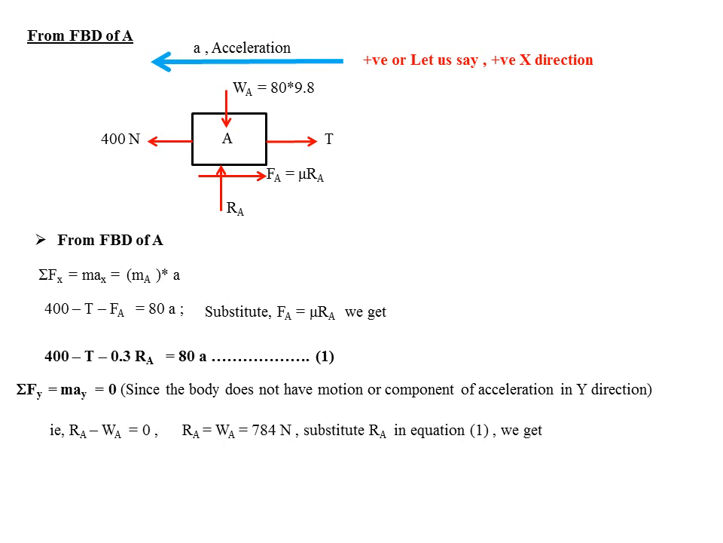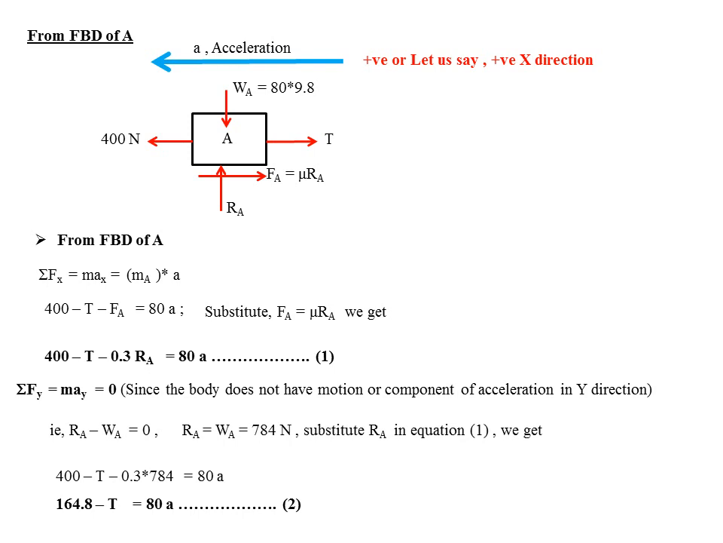Now if you substitute this Ra in equation 1, we will get 400 minus t minus 0.3 into 784 equal to 80a. Again if you simplify this equation, we will get 164.8 minus t equal to 80a. That is equation 2. Now in this equation 2 we have two variables, t and a.